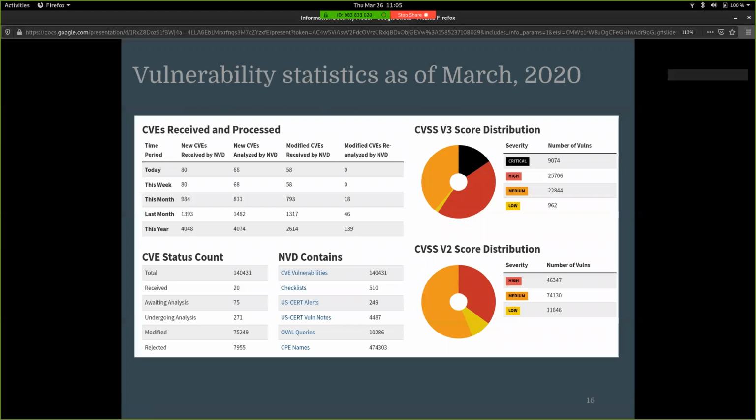These are some statistics I grabbed just as of March of this year. So year to date, you can see new CVEs that have been received. This was taken last week, and so they had 80 just that day, 80 in that week, 984 in a month, and you can see year to date 4,048. So it's not like these things trickle in; they come in pretty widespread.